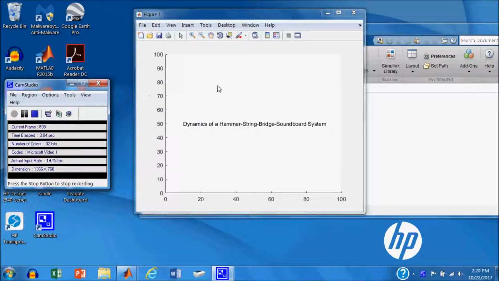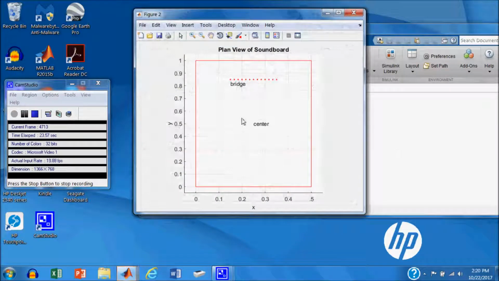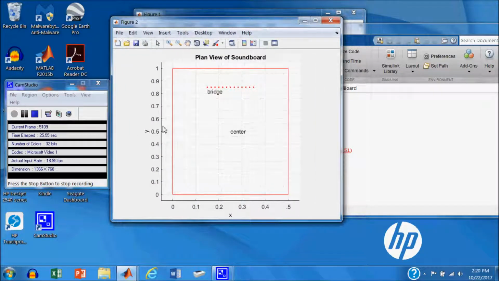Hello, we're going to try to simulate a soundboard with a bridge, and then the bridge is attached to a string, and the string is being struck by a hammer. The bridge looks like this. It's 0.5 meters wide, 1 meter long, and the bridge is up here at about 0.85 meters.